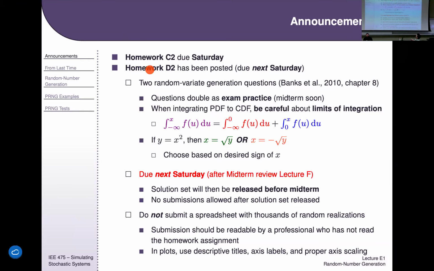So reminders, homework C2 is due Saturday. That's on random number generation, which we actually talk about today. Homework D2 has been posted, so that's on random-variate generation. So a couple of tips to do a little bit of calculus on it.